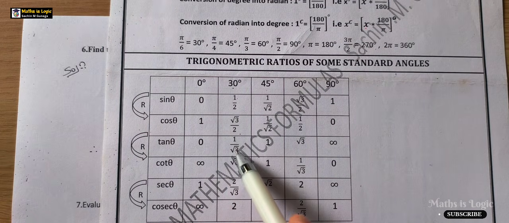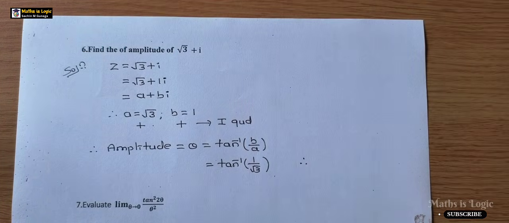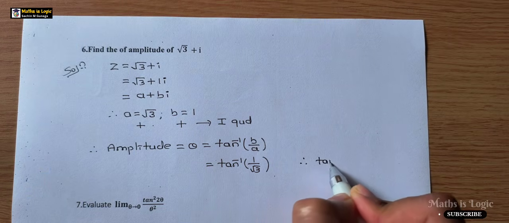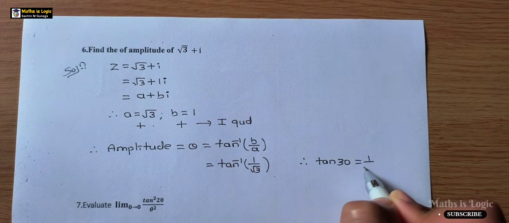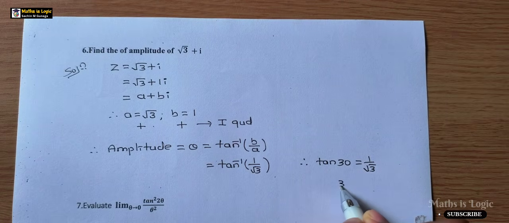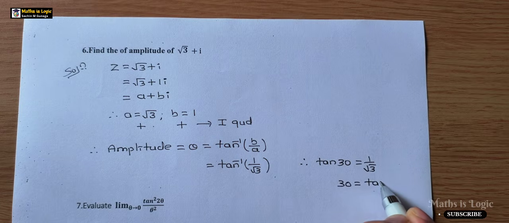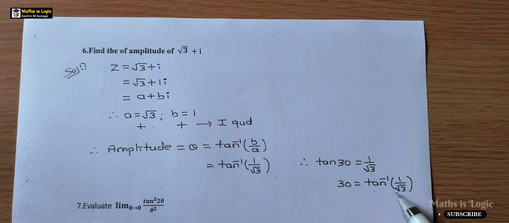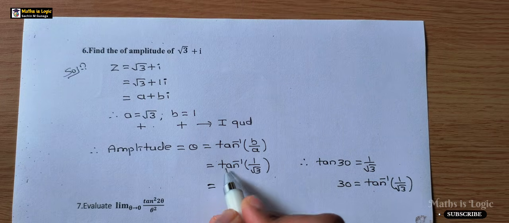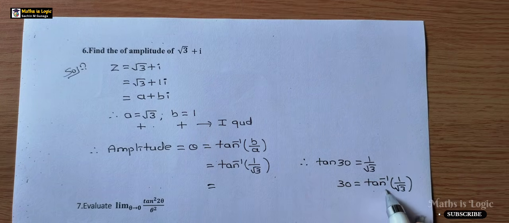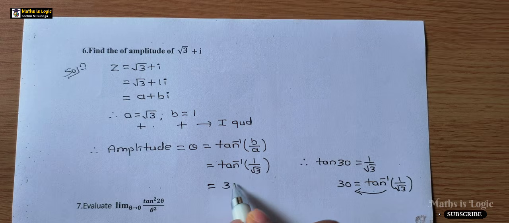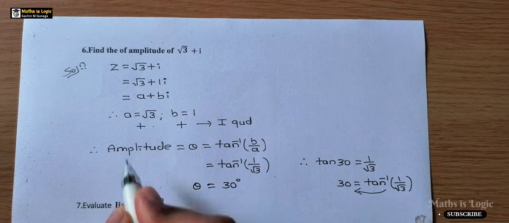Tan 30 degree is 1 divided by root 3. Correct? If I keep this 30 degree as it is and shift tan to the right hand side, tan becomes the inverse function, tan inverse of root 3. So this means tan of which degree value is 1 by root 3? Tan 30 degree is 1 divided by root 3. Therefore, tan inverse of 1 divided by root 3 becomes 30 degree. So this is the value of amplitude.